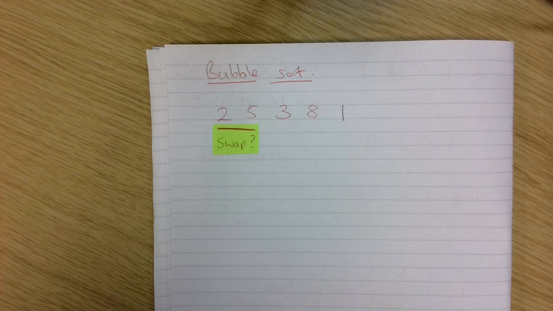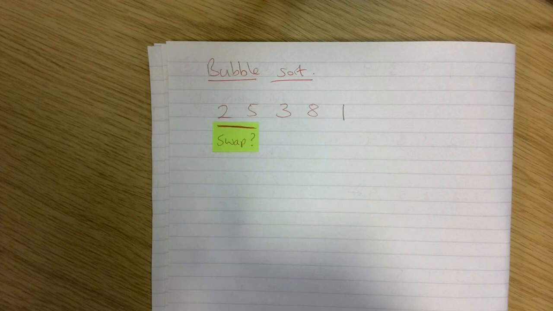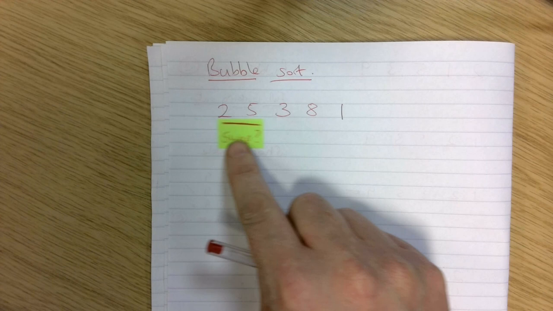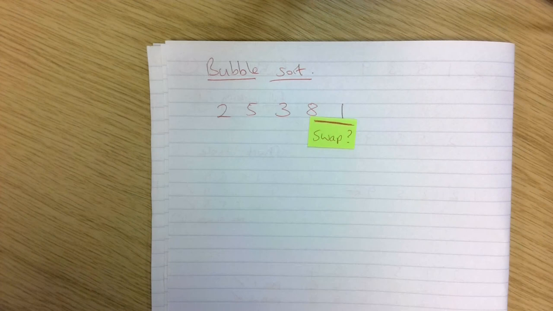The problem with bubble sort is not how to do it, it's how to write down the answer in such a way that you can keep track of what's going on. What you're supposed to do is compare one pair of numbers at a time. Do we need to swap them over? Are they in the right order? And when you get to the end, that's known as a pass. You've gone all the way through the data. Then you start again and pass through the data repeatedly until you've got the numbers in order.